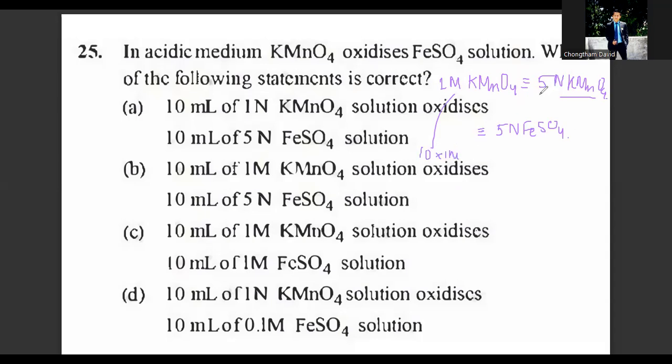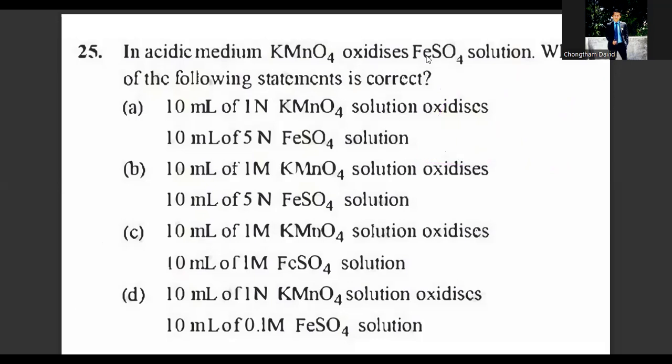And for this, you can write 10 into 5. And for this, you have 5 into 10. So the answer would be 10 ml of 1 molar KMnO4 solution oxidized 10 ml of 5 normal iron sulfate solution. The relation is very simple. Normality is equal to n factor. Just find the n factor and then multiply with the given molarity. So question number 25 would be option B.